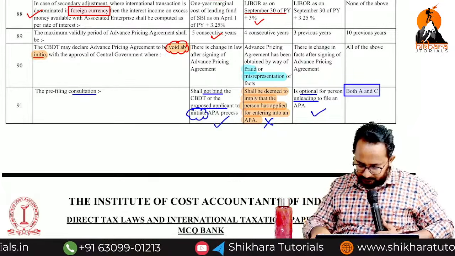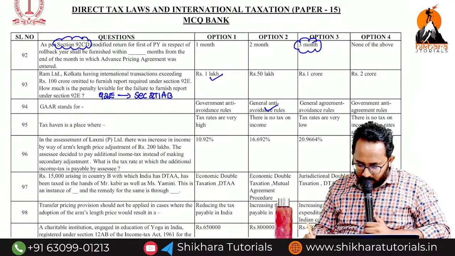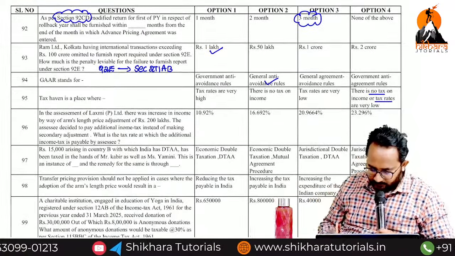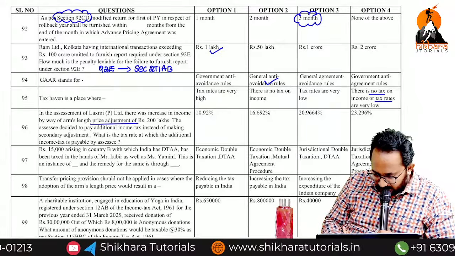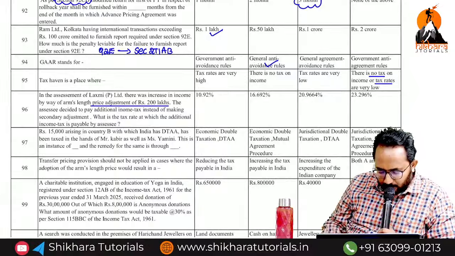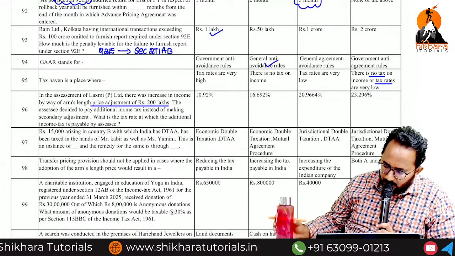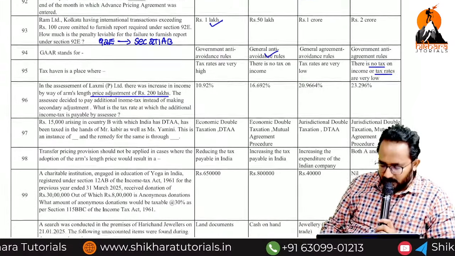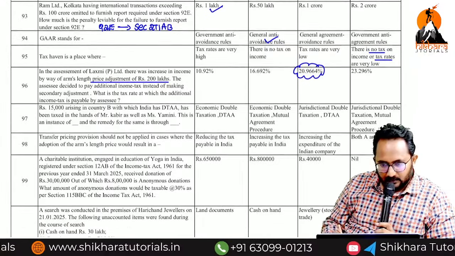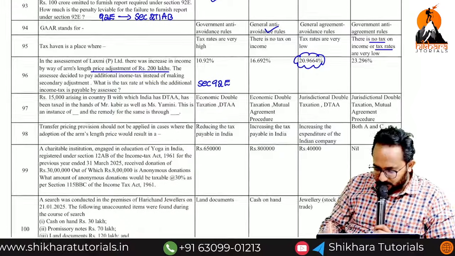Next, tax haven, we already discussed: where there is no tax or low tax. Next, secondary adjustment. Secondary adjustment means we have to repatriate that amount to India. But if you have not done so, no problem. Now you have an option to pay additional income tax. What is the secondary adjustment section? 92CE. Sorry, 92C.